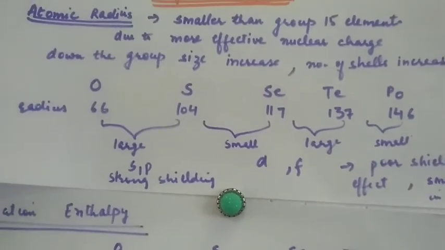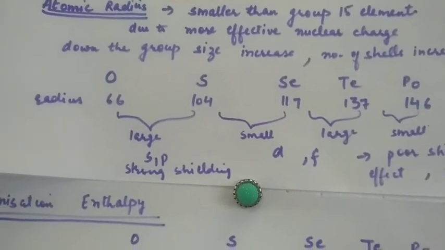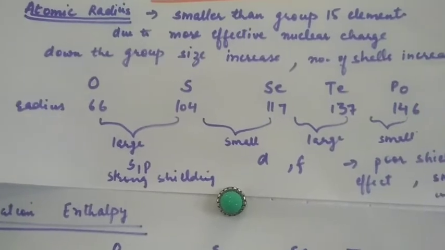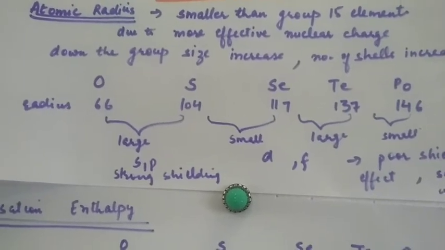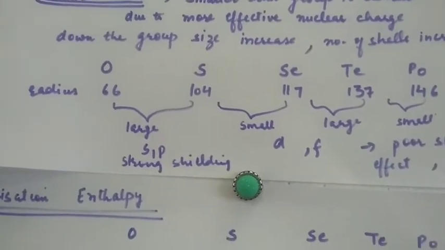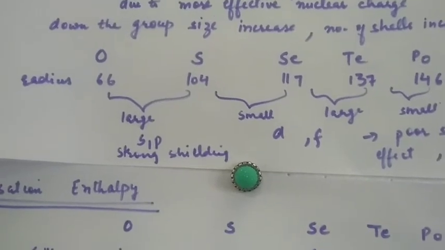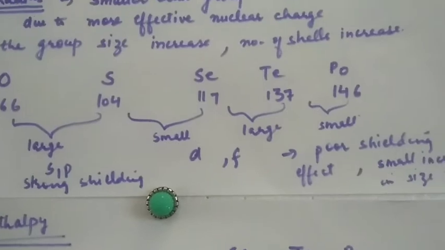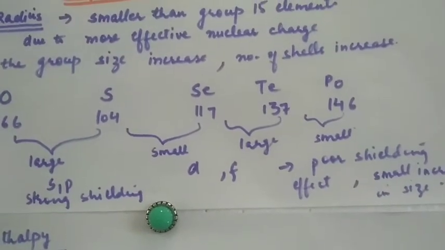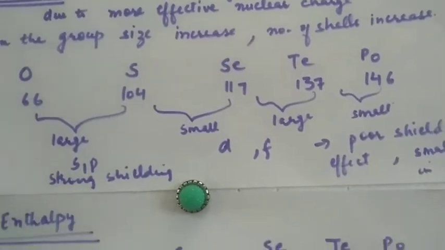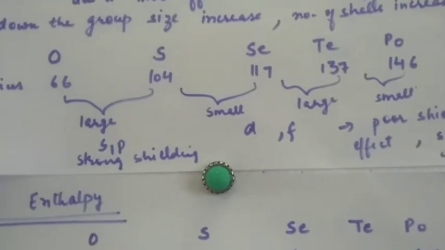There is a large difference in the atomic radius of oxygen and sulfur because the inner lying electrons, s and p, have a strong shielding effect. So the hold of the nucleus on the valence shell electrons is less. But as we go down, the difference decreases because d and f electrons cause poor shielding effect.